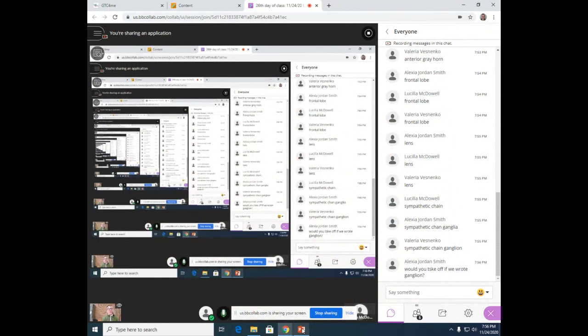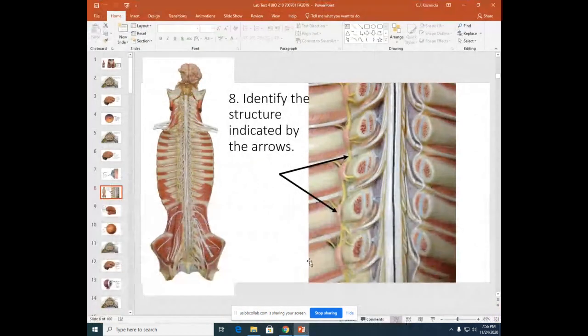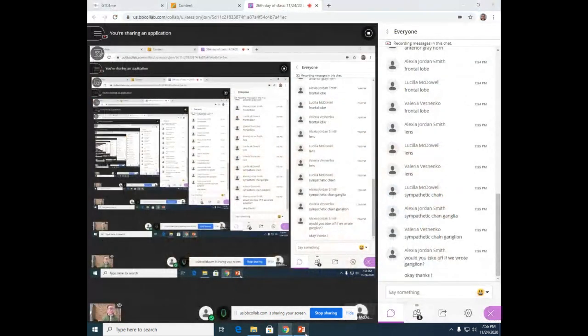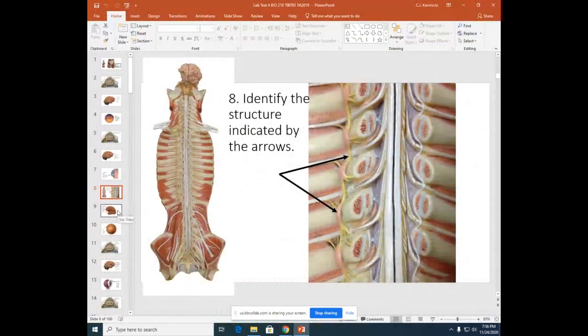No, because here's the thing. One of the arrows is pointing to the ganglia, so I couldn't take off for that because it is pointing to a ganglia, and technically would be right. But that is the sympathetic chain. You got it. All right, here we go.